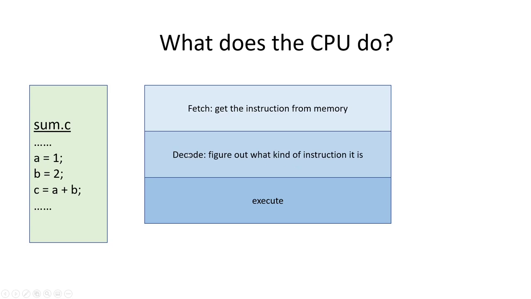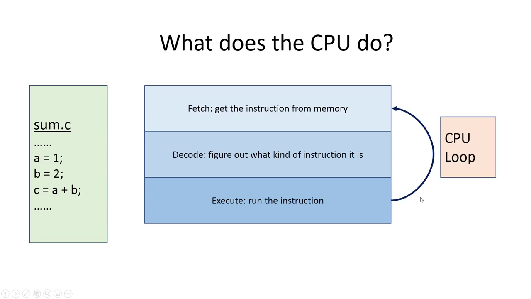Then the next thing it's going to do is decode that. It needs to figure out what kind of instruction it is. So I'm going to have instructions that fetch, that load, that store, that do math. It needs to figure out what kind of instruction we're looking at. And finally, it's going to execute that instruction. So if it's decided it's a load instruction, this is the part where it goes and grabs the number and sticks it into a register. If it's a math operation, that's where it's going to do the math and add the two numbers together and then stash that in another register.